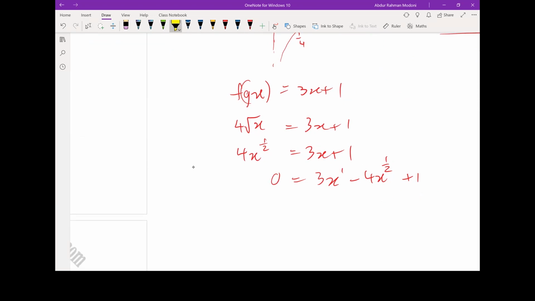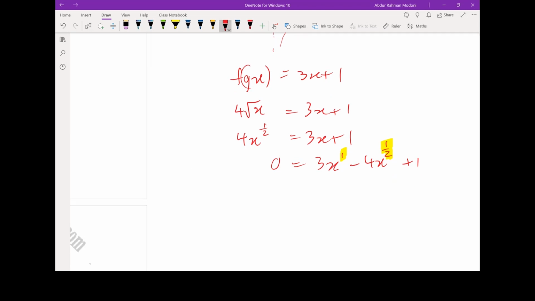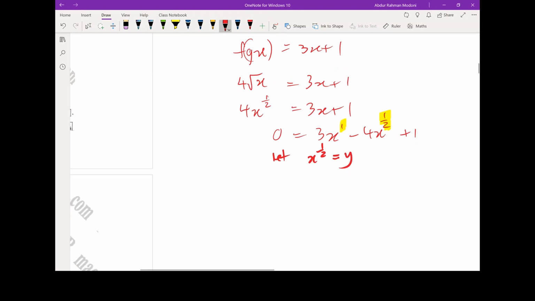Whenever you have two terms such as x to the power of 1 and x to the power of half, if the power on one is double the other one, that is a way of recognizing hidden quadratics. So you would say let x to the power of half equal, introduce a different letter here, maybe y, and then you will get 0 is equal to 3y squared minus 4y plus 1. So you've got a hidden quadratic.